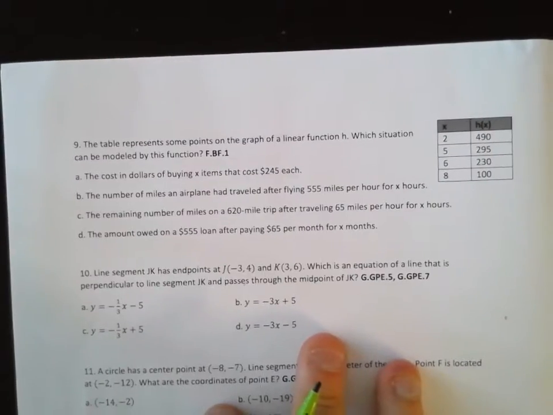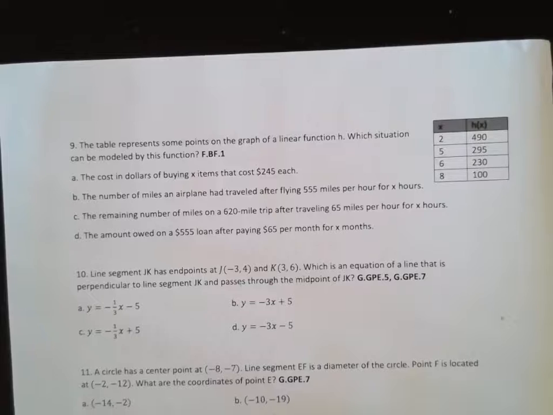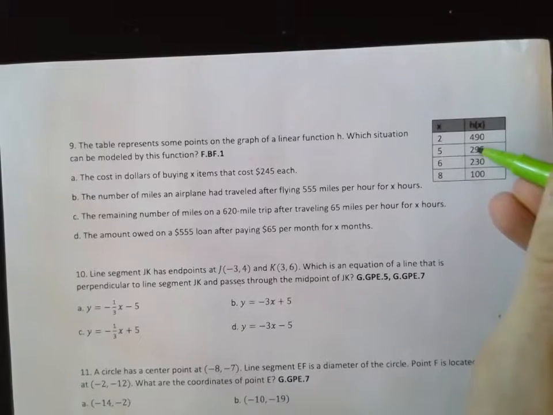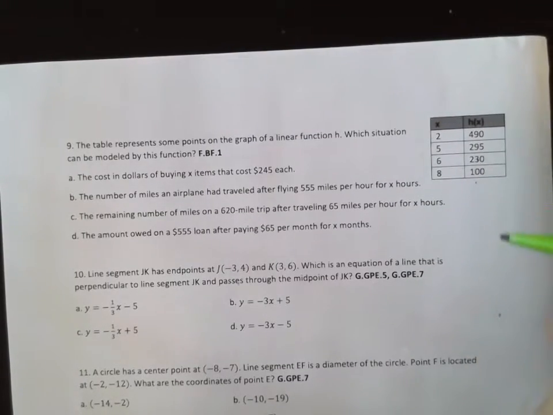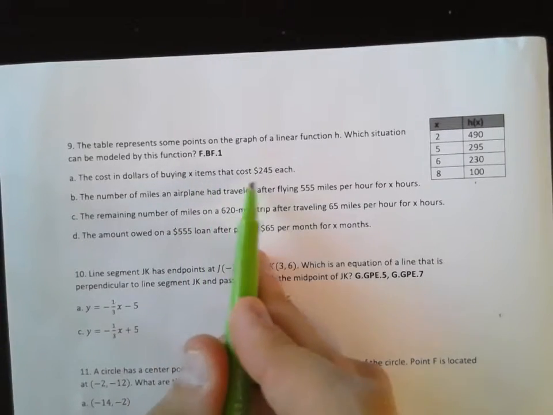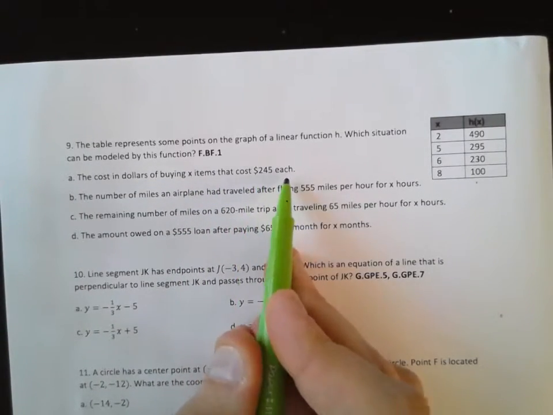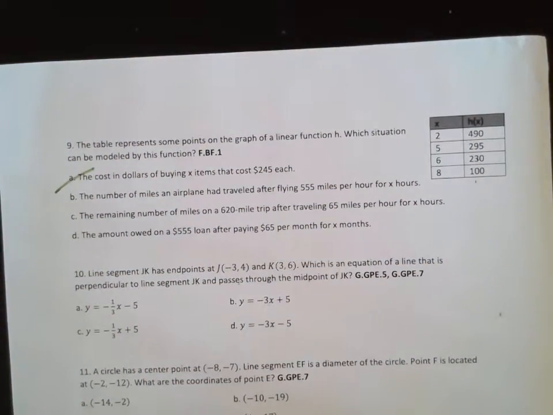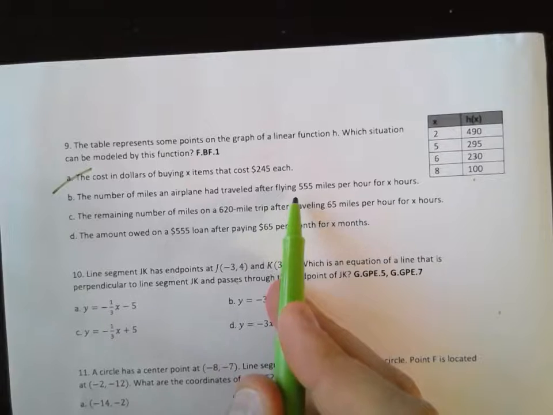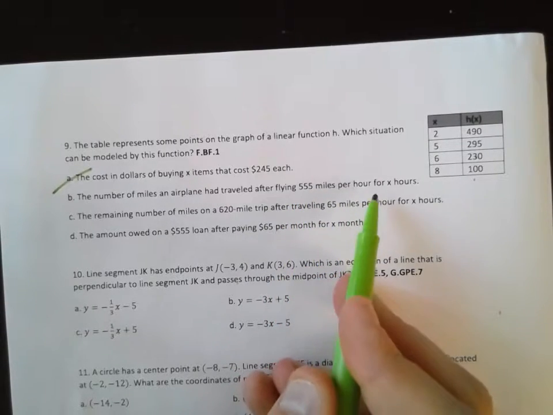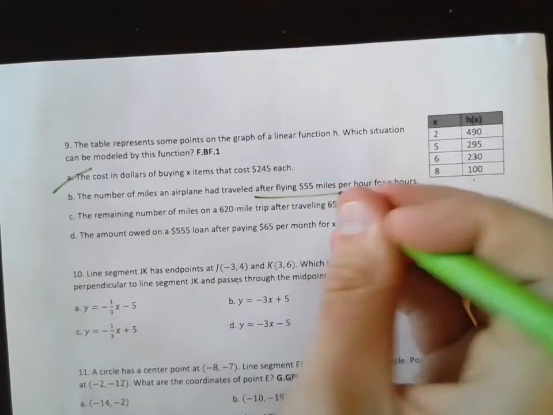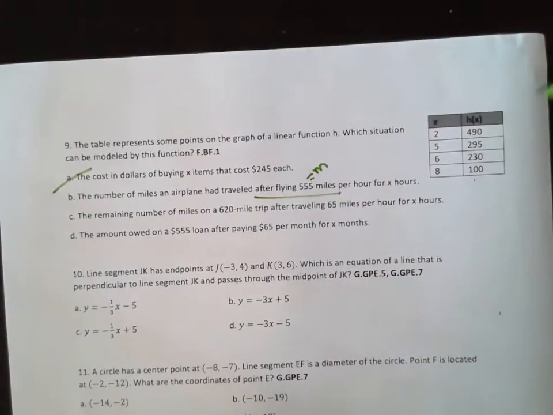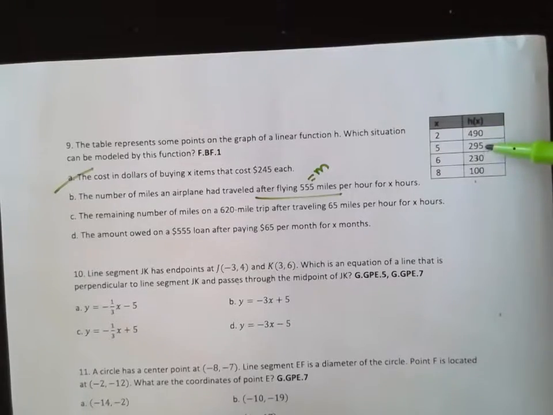Number 9, the table represents some points on the graph of a linear function h. Which situation can be modeled by this function? So again, if I'm looking at 490, 295, 230, 100, it's going down, it's decreasing. So the cost in dollars of x items that cost $2.45 each. If they cost $2.45 each, this thing would be going down. Well, actually, if we're trying to figure out the cost, it would be going up. That doesn't make sense at all. The number of miles an airplane had traveled after flying 555 miles per hour. This implies that the slope is 555. That means this would be decreasing by 555 each time. That's not the case.